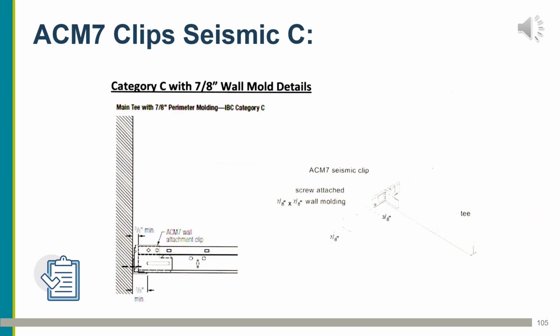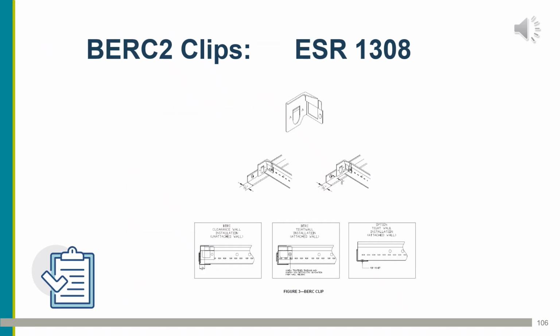So let's look at this clip. On the seismic design category C with a 7/8 inch wall mold detail, of course we've got to have 3/8 of an inch on our floating side. So this is the typical installation that we're going to see. And another proprietary clip is the Burke 2 clips. Again, on the clip it'll have stamped which ESR report you want to look at. So you're going to see that ESR 1308 is the one you're going to be looking at here.